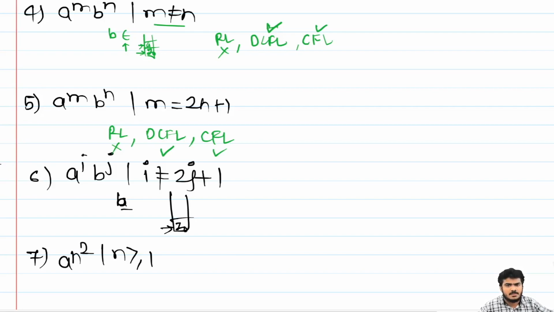Okay, so comparison is possible, and we are able to design a DCFL for this one. So this is a CFL also. Again, next one is a raised to power n square.